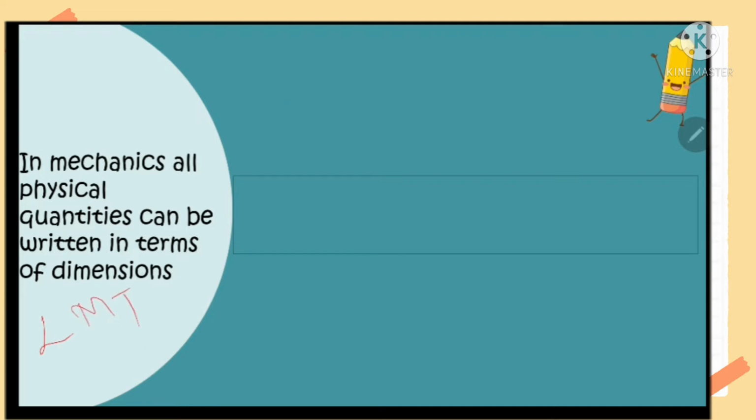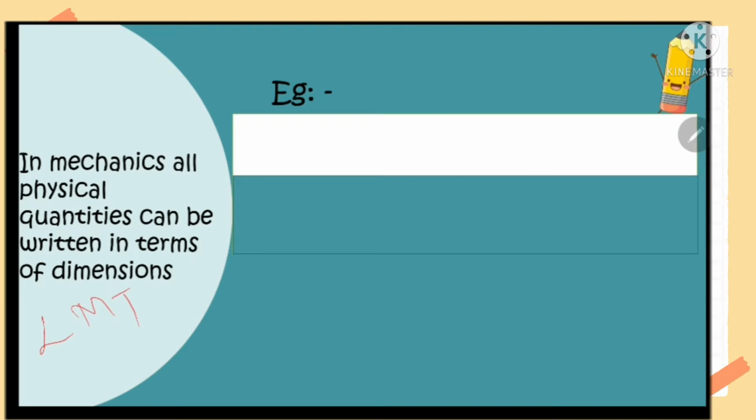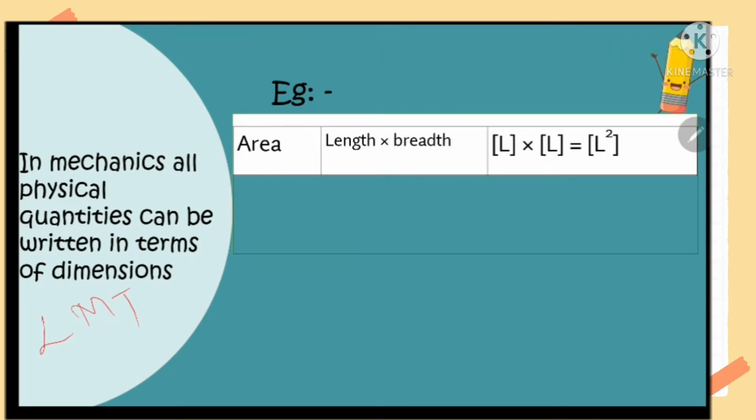So a few examples we will just take. First one is area. Everybody knows area is length into breadth. So length is a distance, so we can represent it with L, breadth, L, distance only, right? So L into L is L square, but when we write in terms of dimensional formulae, it will be inside a square bracket, L into L. Inside the square bracket, we will write L square.